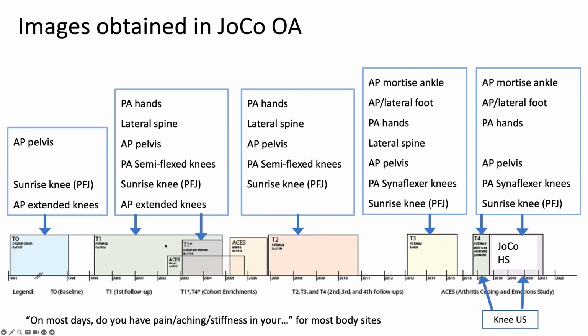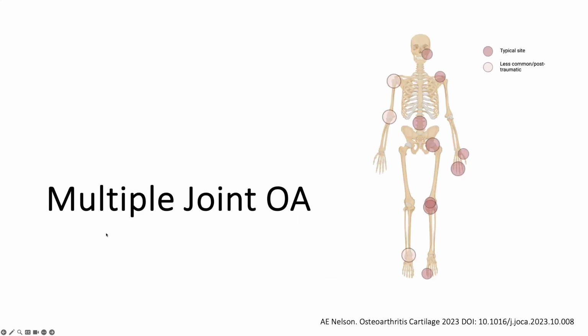What we do have from the Johnston County data and now from JoCo HS are radiographs and questionnaire data for multiple body sites. So we don't ask just about knees or just about hips. We ask at every visit about multiple joints, and you can see just a representation of which joints we ask about at which visits. So we have these across time. We have various measures at the different joint sites. So we really are in a unique position to look at multiple joint osteoarthritis.